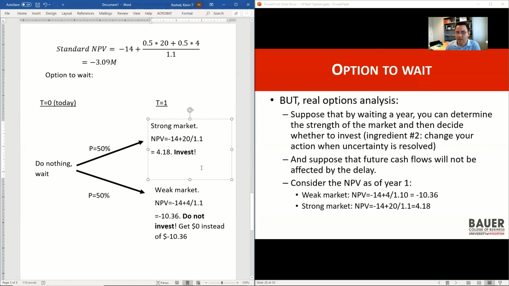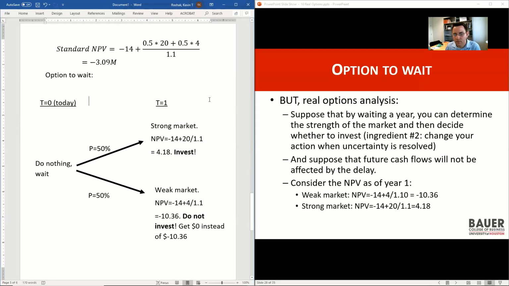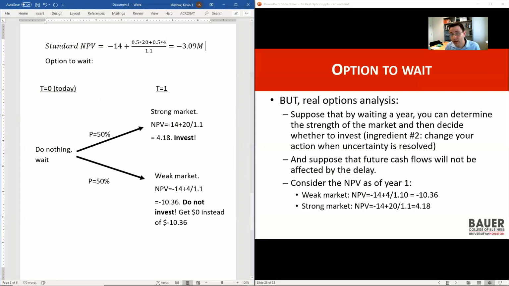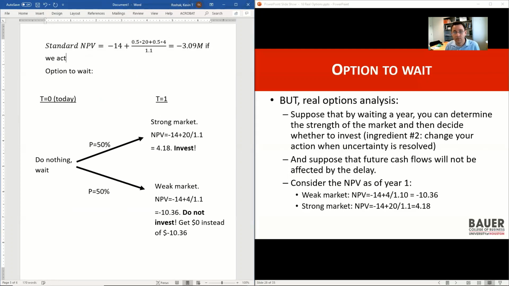Okay, so this is everything that we had discussed. Just put it into a tree. Suppose you don't do anything today. So if you do something today, you know that you're going to get this -3. That was the standard NPV analysis. We didn't know what was going to happen. In expectation, we get a -3.